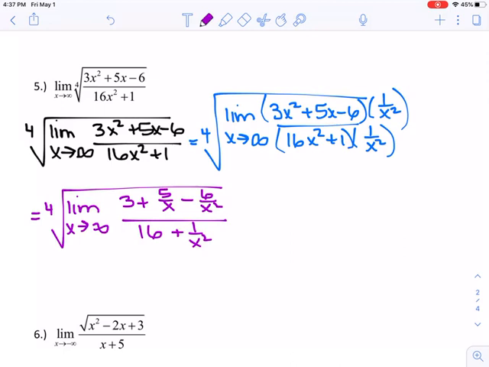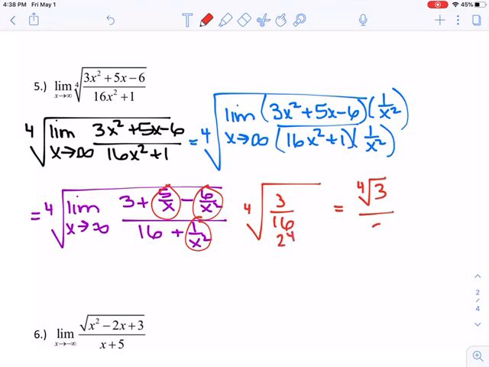We know that any constant over x is going to approach 0. So if I take a look at what I'm left with, I'm finding the limit as x approaches infinity of 3/16. And if I have the fourth root of 3/16, then I can go ahead and simplify that down to the fourth root of 3 over, remember that 16 is 2 to the fourth, so all over 2.